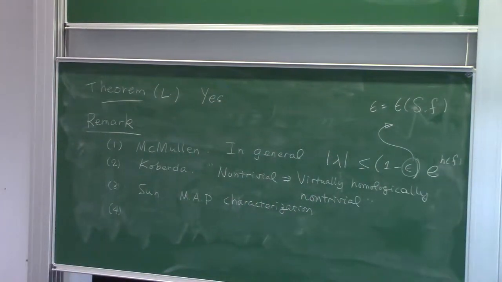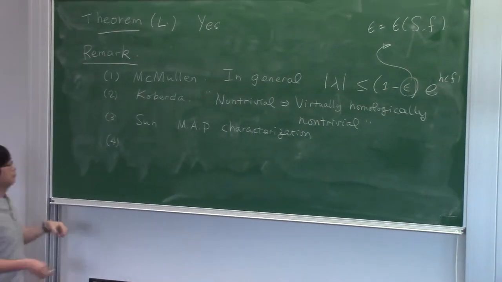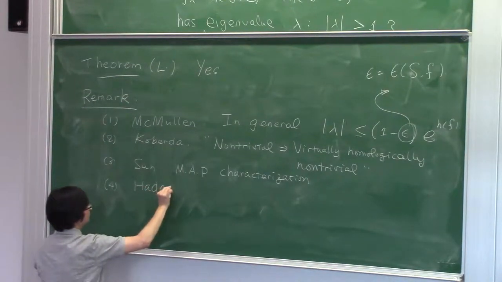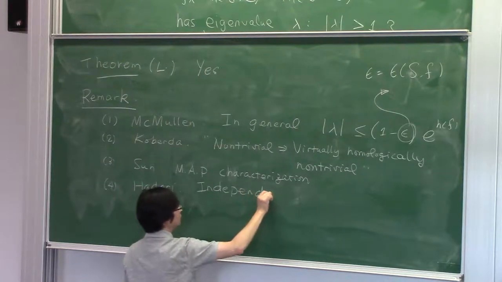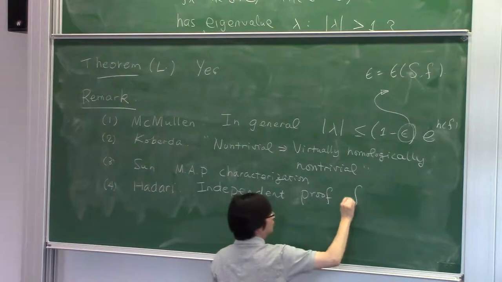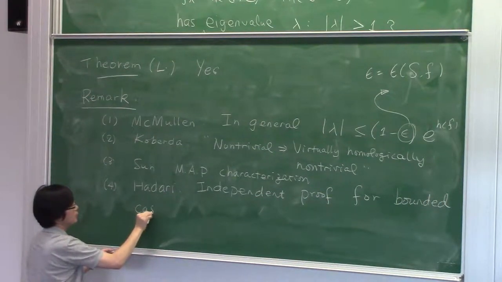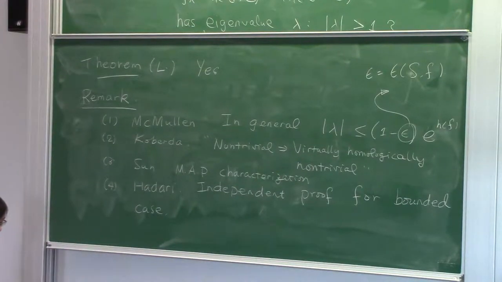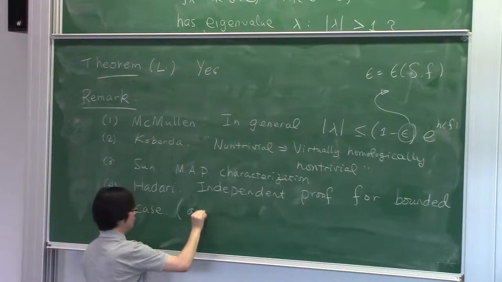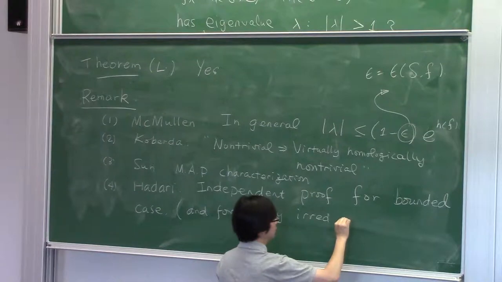Do you have number four? Right, very important. And independent of this theorem, Asaf Kadari has also proved some results. For the bounded case, which I mean the surface has non-trivial boundary, you can think of this question as a question about Out(Fn). And he actually proved some general result for fully reducible elements of Out(Fn).